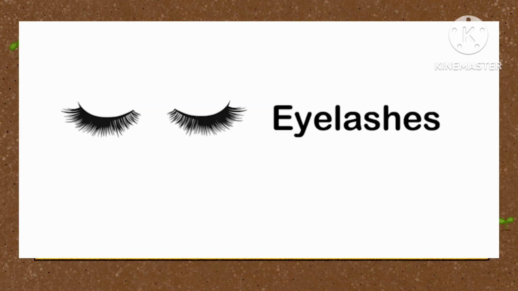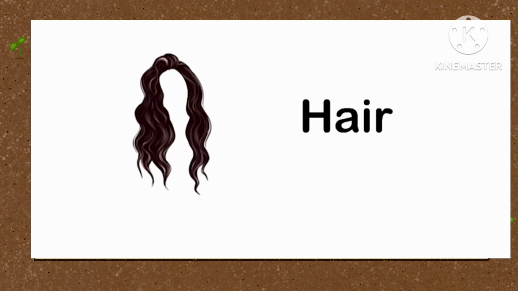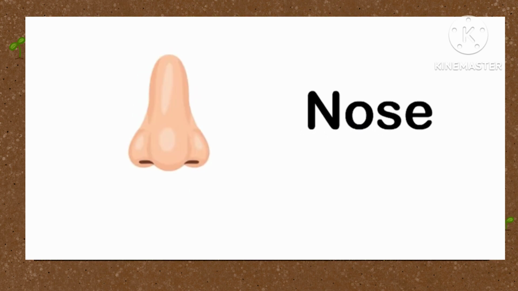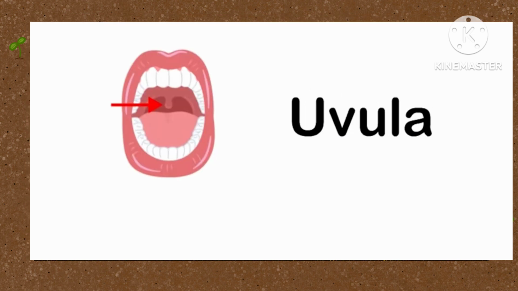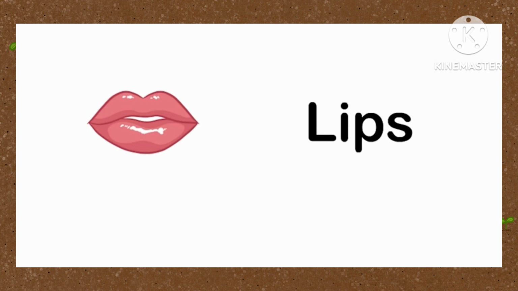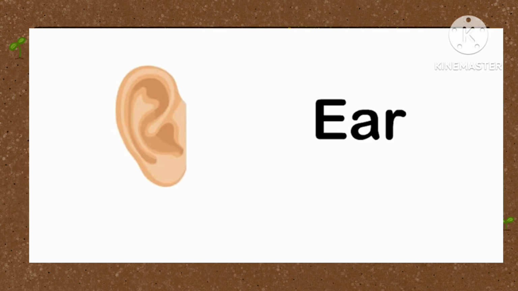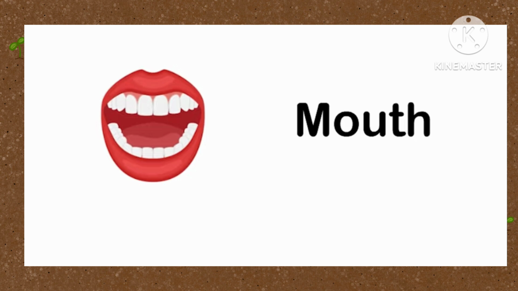Eyelashes. Eyelashes. Hair. This is hair. Nose. This is called nose. Uvula. Uvula. Lips. Lips. Ear. Ear. Mouth. Mouth.